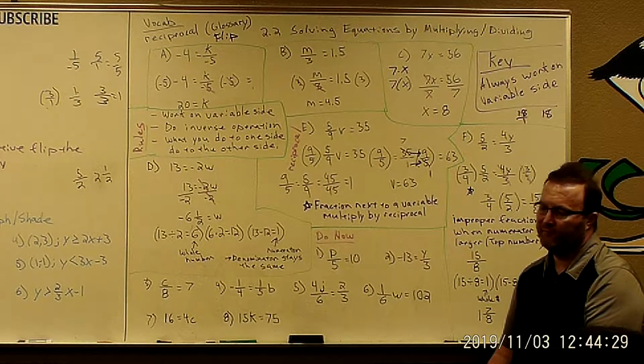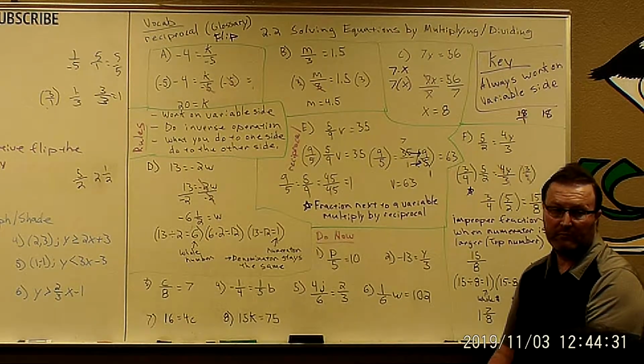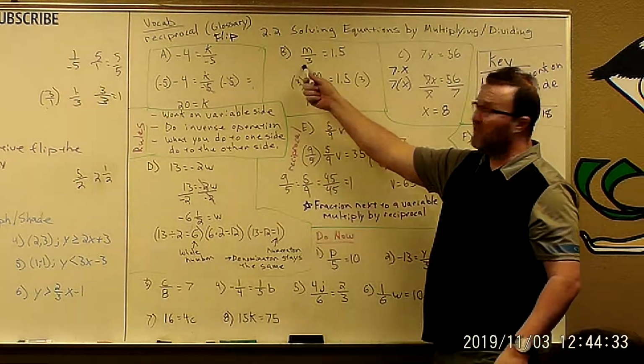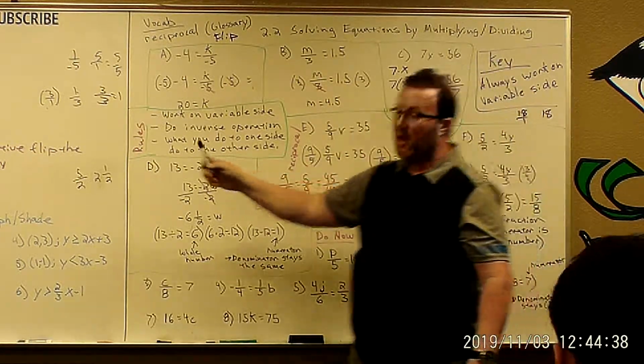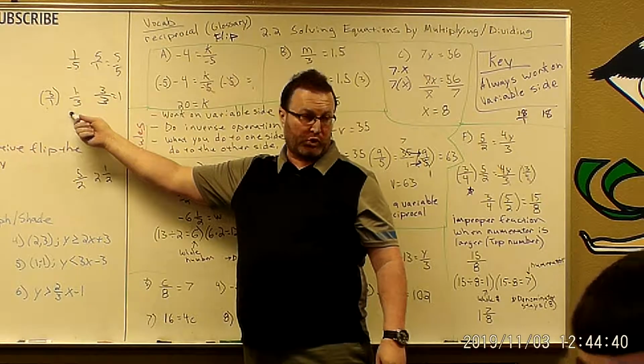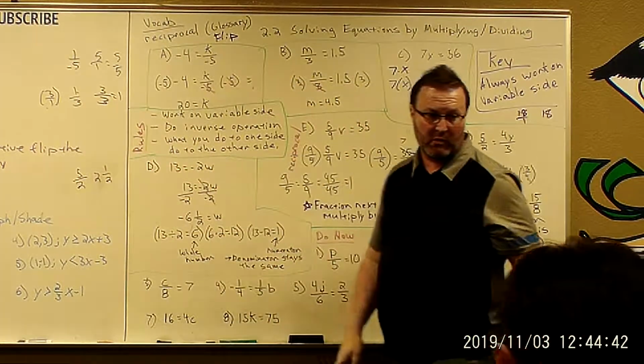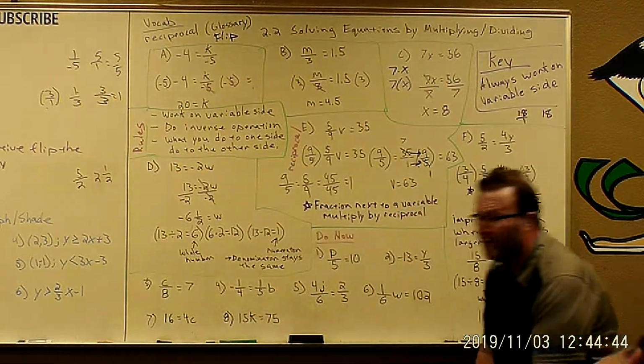Yes, I have rules. Multiply. Because this is division, right? So we multiply to get rid of it. If you get stuck with this, remember this. We're trying to get it to 1, that's why we do the reciprocal. Okay? All right, let's look at the do now.